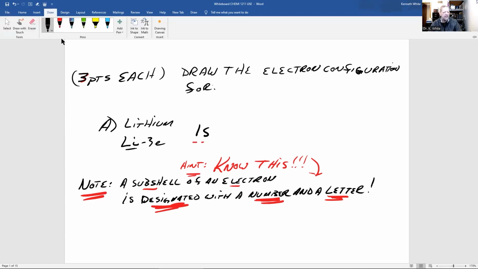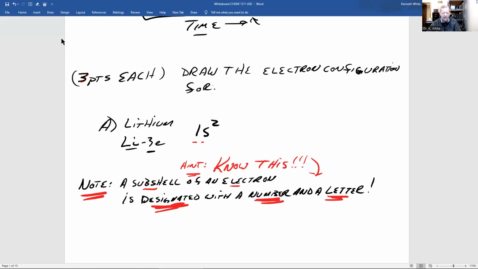Now, the electron configuration, where are the electrons? Any s orbital can only take 2 electrons. Well, I need 3, so I'll put 2 there. So that tells me subshell 1s has its 2 electrons, but I need to get the 3.